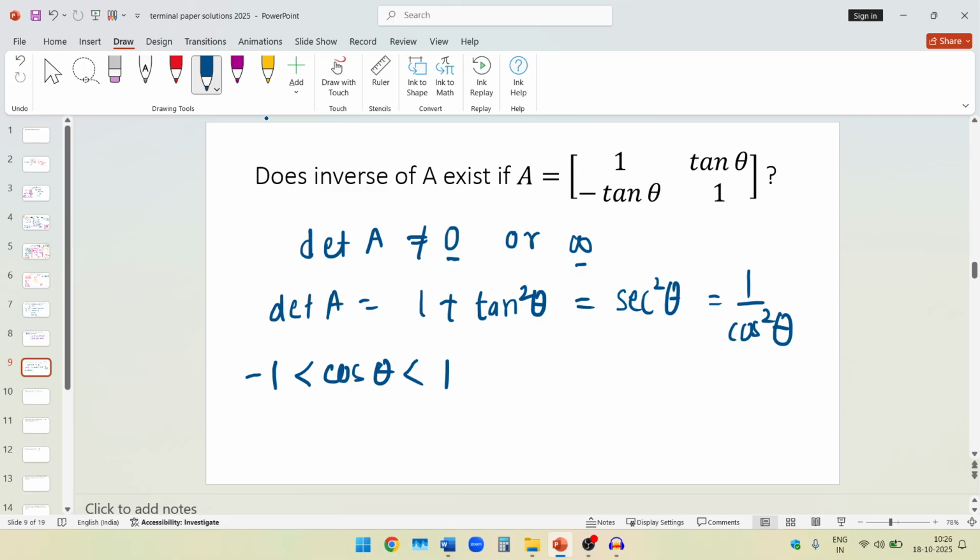So in that way we can say that my determinant of A or matrix A is non-singular, which means inverse exists. But for some values of theta, cos theta may go to 0. And if cos theta goes to 0, cos square theta will also go to 0. For example, if theta is equal to 90 degree, cos theta will be equal to 0. If cos theta is equal to 0, 1 upon cos theta will be equal to infinite, which means sec squared theta will also become equal to infinite. So for these angles, inverse will not exist.